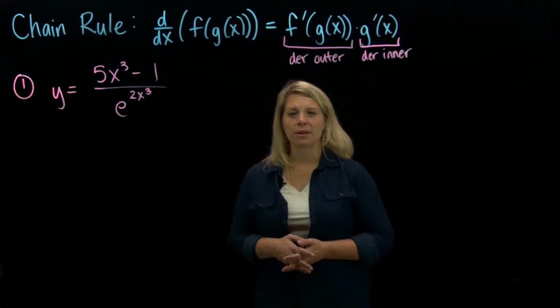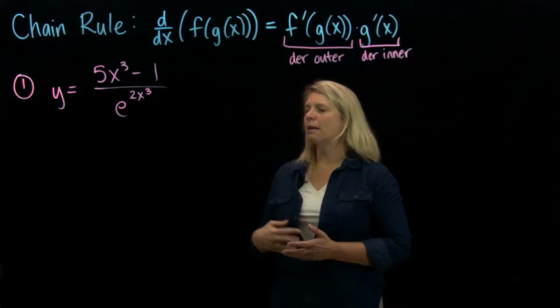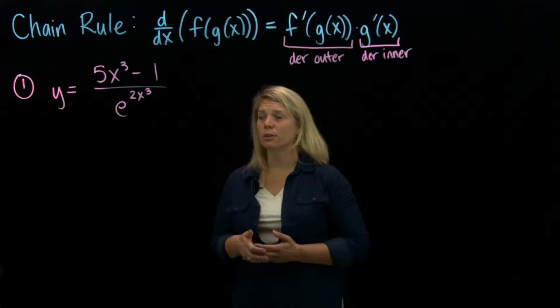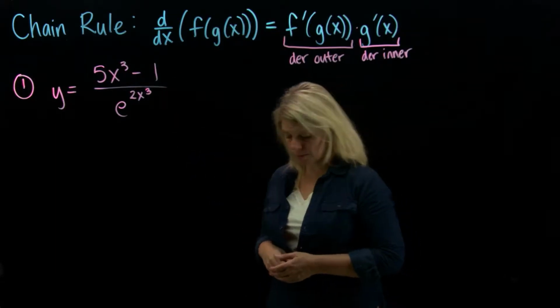Okay, we're going to look at another chain rule example. So when we look at this problem, there's something else you should notice here, which is that besides just chain rule, you've got a quotient of two functions. So we're going to need to use quotient rule as well.